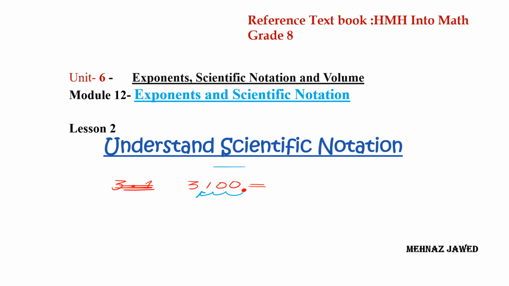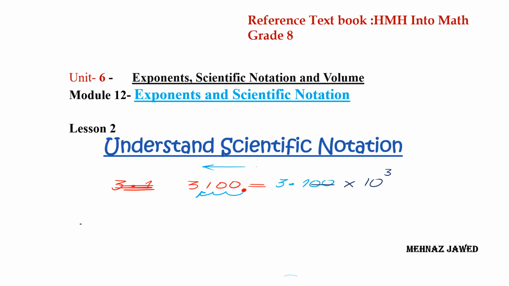When I move to the left side, I put the positive power. 3.100. Then there is no need to write the 0s in the end. Then write 10 to the power of. Since we are moving to the left, in the scientific notation we write the positive power. So how many places have we moved? 3 places. So we will write 10 power 3.